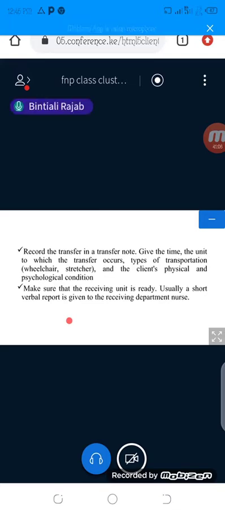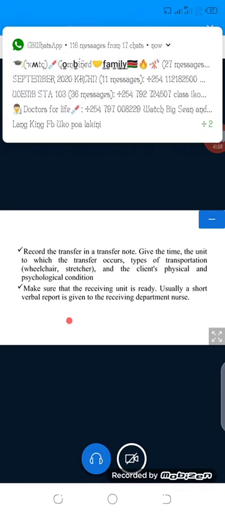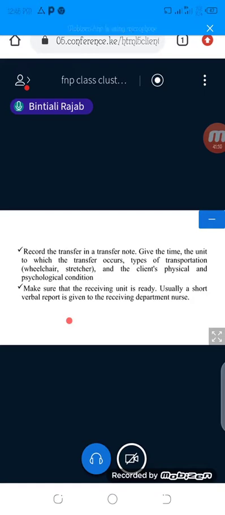Record the transfer in a transfer note: give the time, the unit to which the transfer occurs, the type of transportation, and the client's physical and psychological condition. All these can be recorded in the Kardex, or you can have a transfer note that will record everything about that patient, so that when the patient reaches point B, the nurse will read and also have an idea of what transpired.